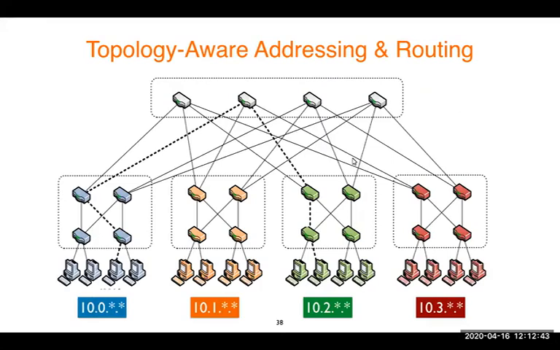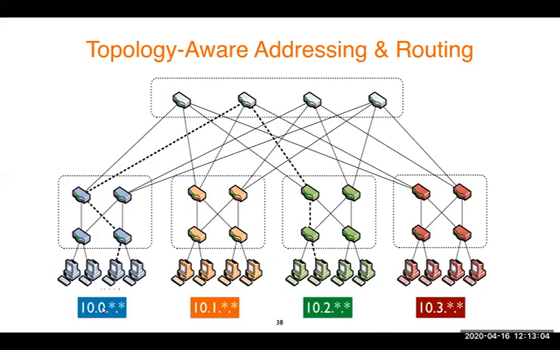So let's say that this was my topology. And I, as a network designer, I know that this is the topology I've built. I'm now going to hand out IP addresses to every one of these servers, so I have 16 of them, in a manner that reflects where that server is in the topology. So this is really just a form of hierarchical addressing.